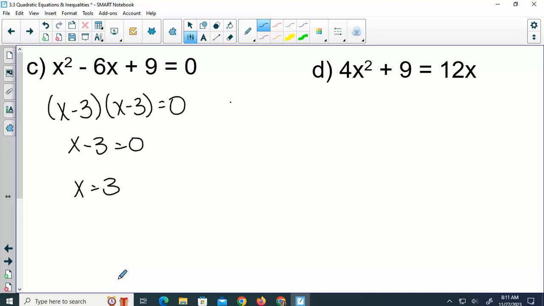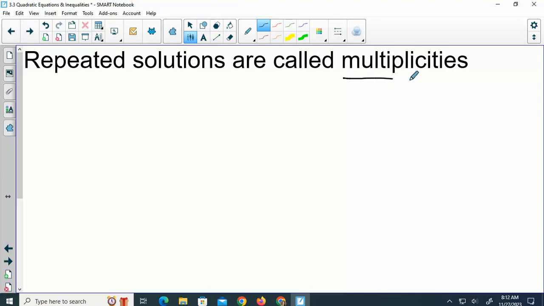The shortcut for that, we call it a multiplicity. We put 3, m for multiplicity, and 2. That means 3 is an answer 2 different times. We will use that a lot when we get into higher polynomials, not just quadratics, when we're talking about cubics and things like that. We'll see that that multiplicity changes how the graph looks. So it is very important that you don't just ignore it. So you might need to make yourself a note. Repeated solutions are called multiplicities.